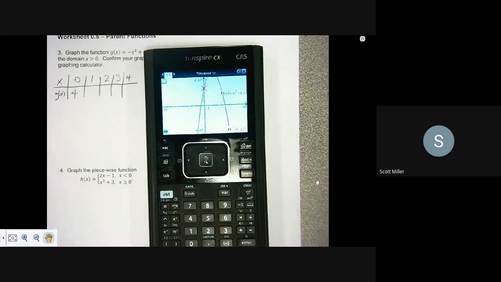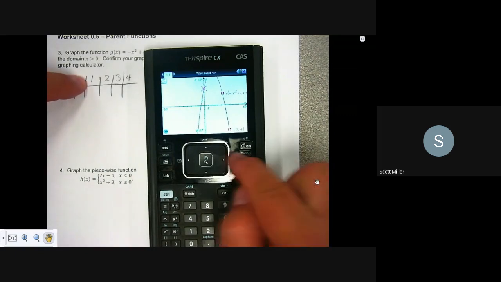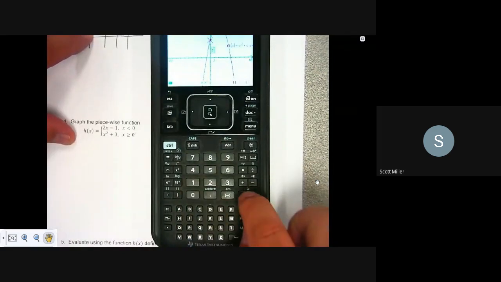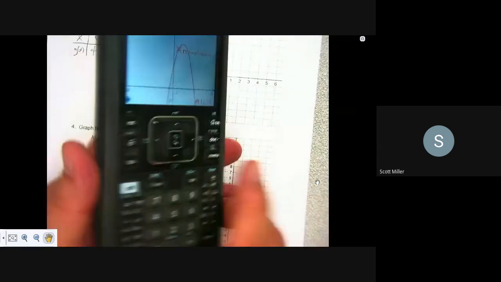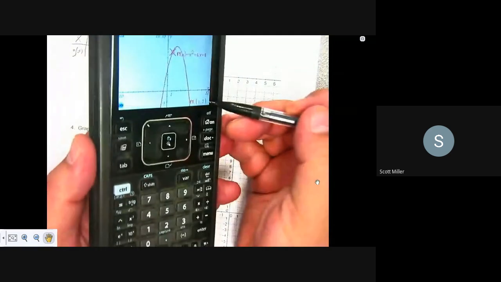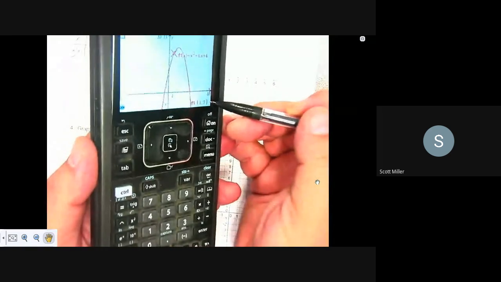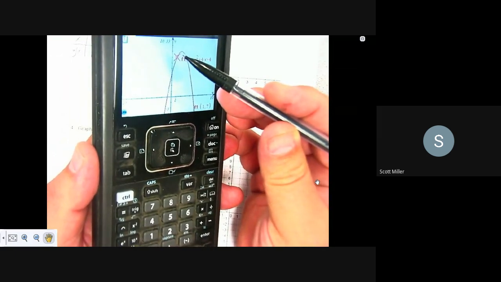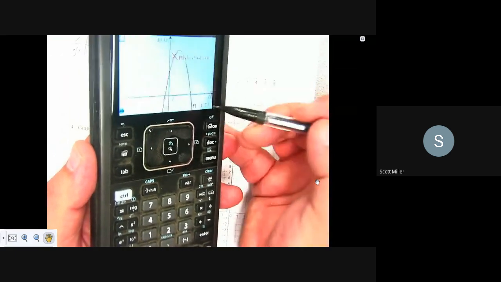Now I want to go to another number. Well, you're in trace mode. If I want to know what happens at 1, don't use the arrows. Just type the number 1 and enter. And you will notice that the point down there changed, and the cursor changed. It highlights where 1 is on the graph, and it tells you the point there. So 1 goes to 7.